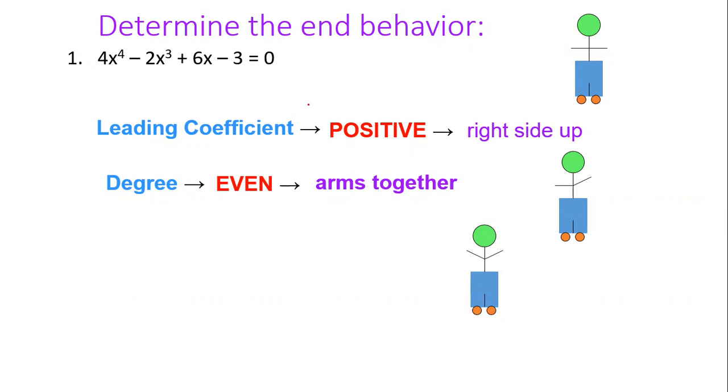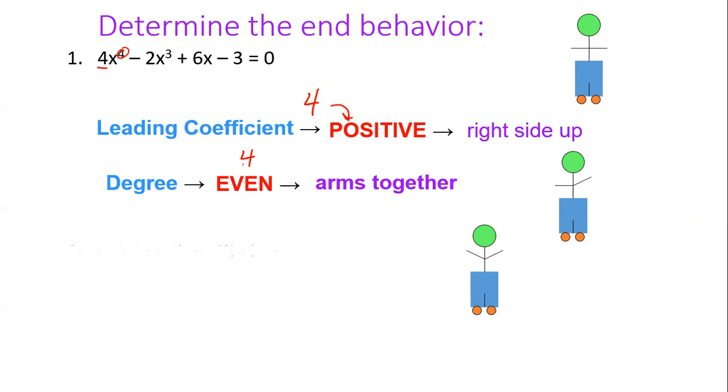Our leading coefficient, what did we say it was? 4. And it was a positive 4, right? Our degree is 4, so it's even. Our highest power. All right. So now this is the part where we have to be able to write the math sentence.